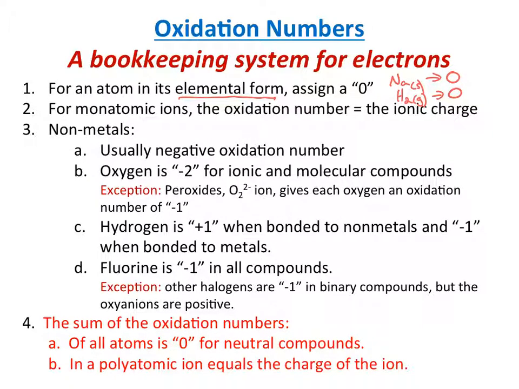For monoatomic ions, the oxidation number is just equal to the ionic charge. So in this case, if we were to think about sodium ion, which is Na+, it has an oxidation number of +1.